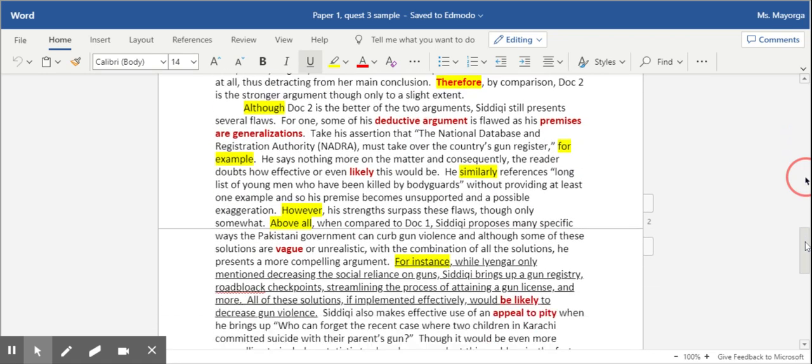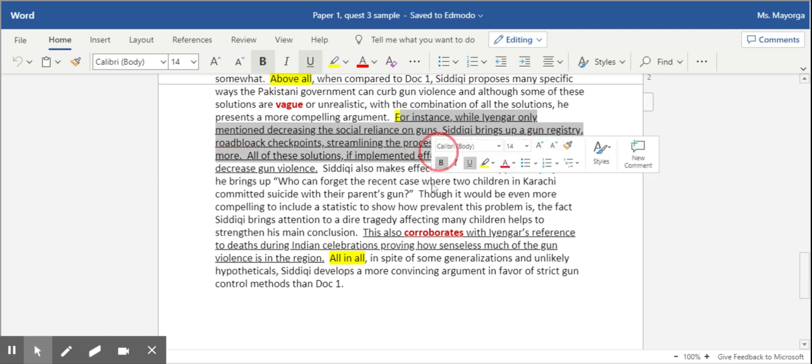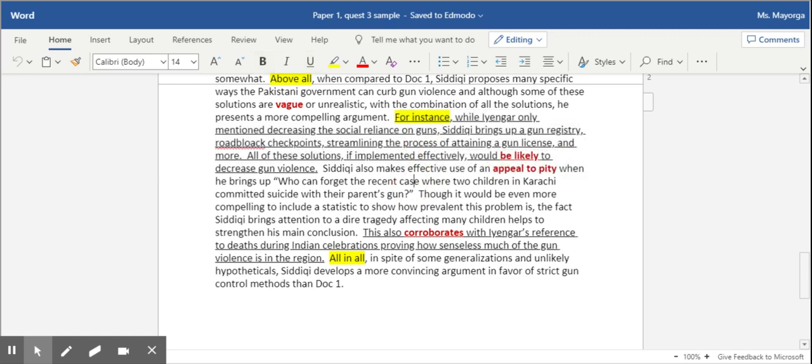I also do this with the stronger document. They corroborate on the fact that there's many senseless deaths that occur. Document 1 mentioned the singer and the dancer, and then document 2 mentions children who died, so this helps. But what I also do in the stronger document is that I show refutation. The main point of difference between these two, even though they agree on the same side, is that document 1 didn't really present any solutions, just a vague statement at the end, whereas document 2 does provide several ways that the Pakistani government can control gun use and thus curb gun violence.